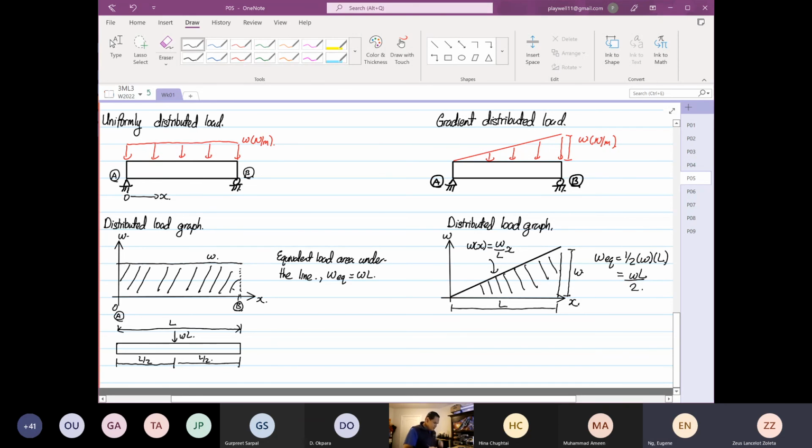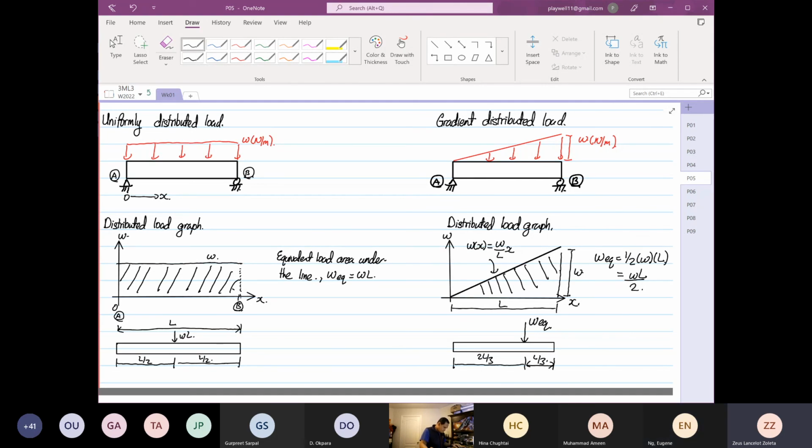Then where is it acting? For now, just take this as a fact because of time. Later on, I'll explain why. The equivalent load will be acting down here. So this is your omega equivalent load. The distance from here to here is 2L over 3, and the distance from here to here is L over 3. For now, just take this distance. Probably next week I will explain why.